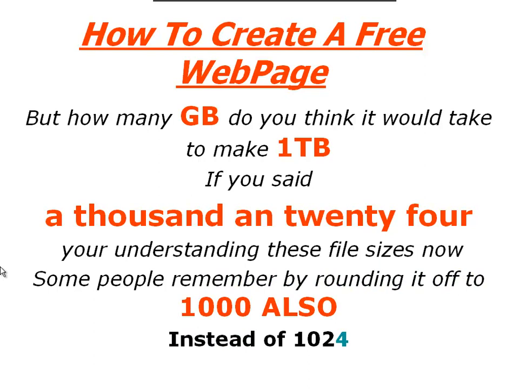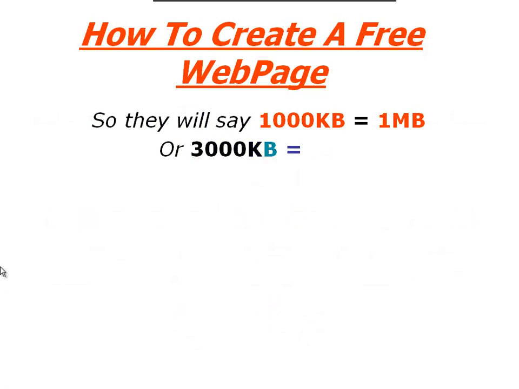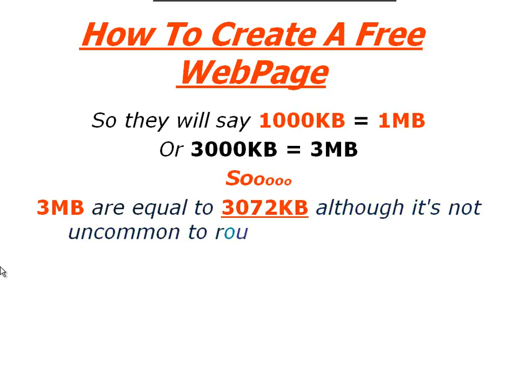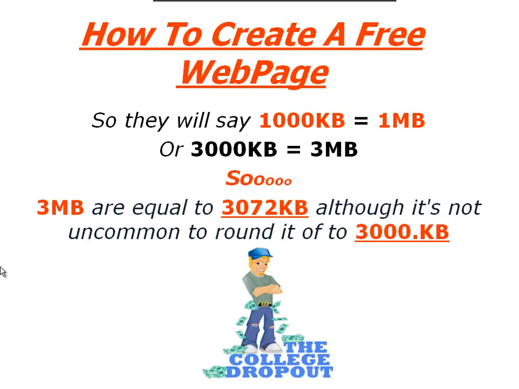Some people remember by rounding it off to 1,000 instead of 1024. So they will say 1,000 kilobytes equals 1 megabyte, or 3,000 kilobytes equals 3 megabytes. 3 megabytes are equal to 3072 kilobytes, although it is not uncommon to round it off to 3000 kilobytes. So, I hope you understand file sizes a little better now.